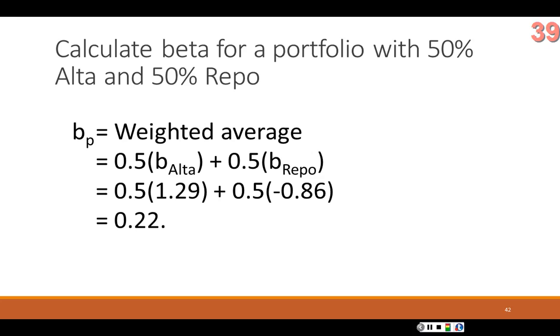We can also calculate betas of a portfolio. The beta of the portfolio is simply the weighted average of the individual security betas. So if we invested 50% of our money in Alta and 50% in RepoMin, the beta of the portfolio would be 50% times the beta of Alta and 50% times the beta of RepoMin. And that would give us a weighted average portfolio beta of 0.22.